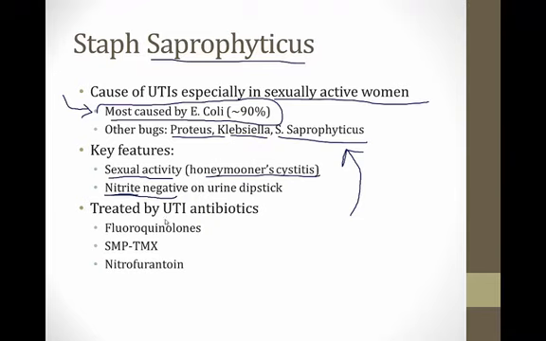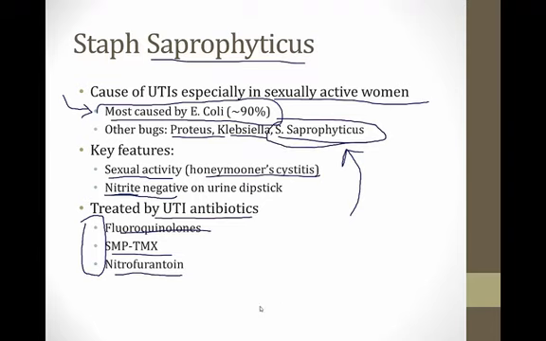Staph saprophyticus is covered by the usual UTI antibiotics, so fluoroquinolones, SMX-TMP, and nitrofurantoin. These are the 3 antibiotics you should think of for UTIs because they cover E. coli, but they also cover most of the other causes of urinary tract infections, including Staph saprophyticus. And that concludes our module on staph.